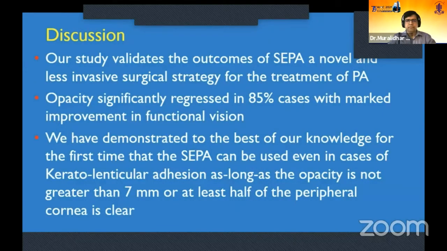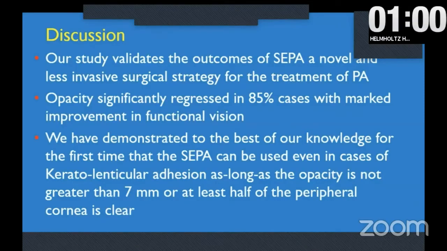It's a novel, less invasive surgical strategy for the treatment of Peters. In 85% of the cases, opacity is significantly cleared with a marked improvement in the visual functions. We've also demonstrated, to the best of our knowledge for the first time, that SEPA can be used even in cases with a severe form of keratolenticular adhesion, as long as the central corneal opacity is no more than 7 millimeter, or at least half of the peripheral cornea has remained clear.